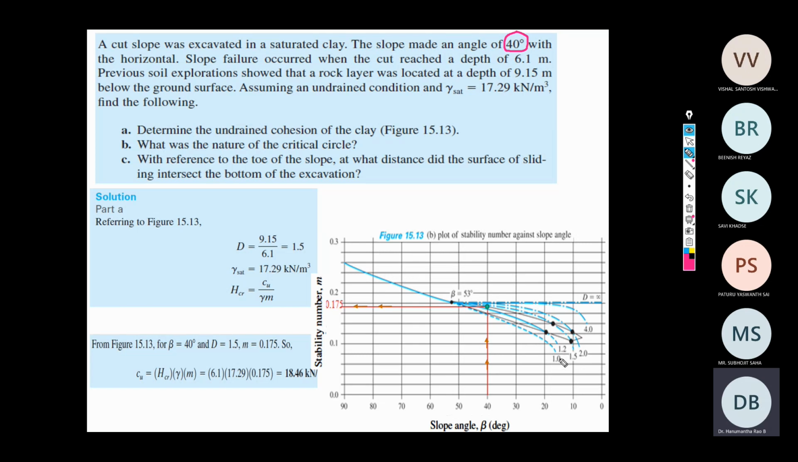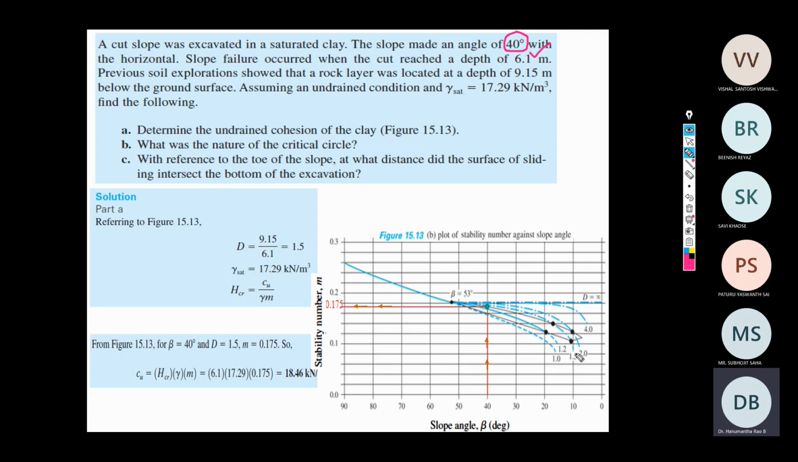So the very first step is you need to determine the value of D. How do you define the D? D is defined as the depth of the soil layer up to the hard stratum divided by the height of the slope. So here the soil exploration showed that the rock layer was located at a depth of 9.15 meter, whereas the height of the cut slope is 6.1 meter. So therefore D is equal to 9.15 divided by 6.1. So that is 1.5.